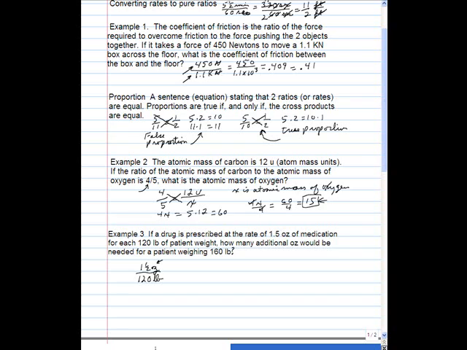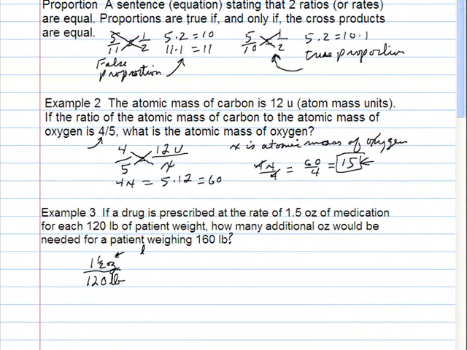In the first approach, I could say, let X be the number of ounces needed. Since I want the number of additional ounces, I could just solve for X, then subtract 1 1/2, and that would give me the additional ounces. So I'll set it up that way. How many ounces are needed for a 160 pound person?